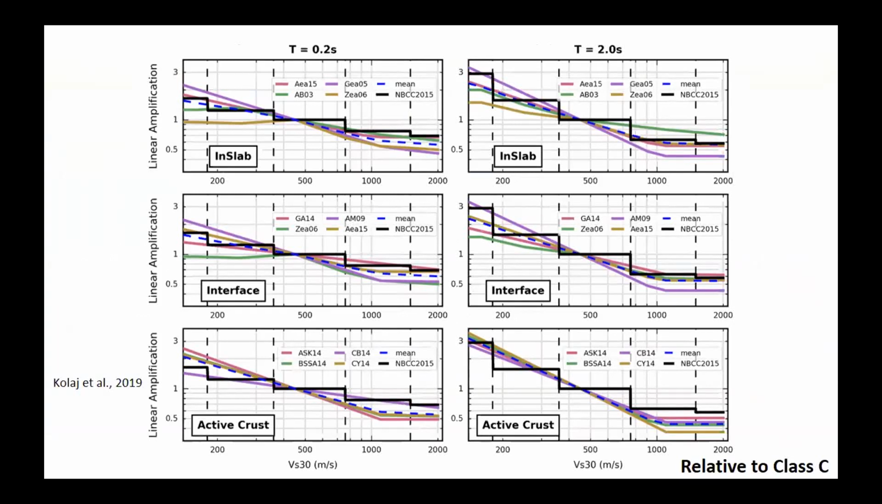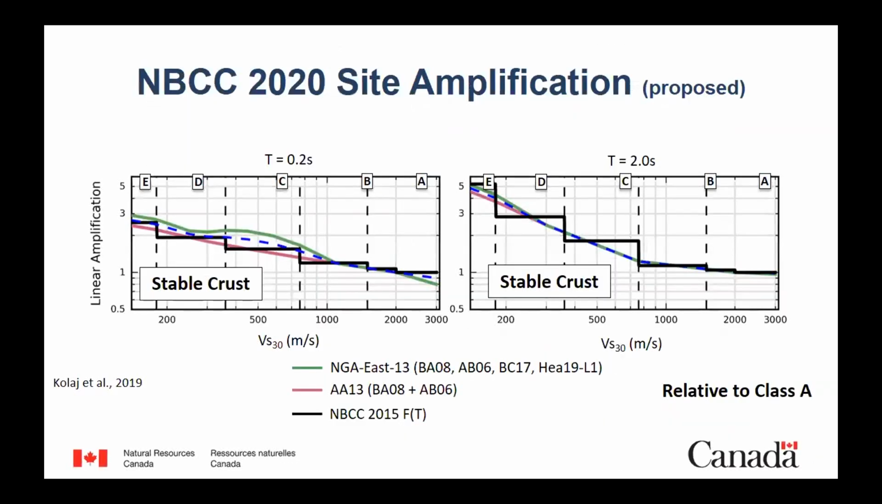And in Eastern Canada, none of the ground motion models actually come with published site amplifications. So we've assigned them some. And in the reference there, you can look at the exact way we've done this.